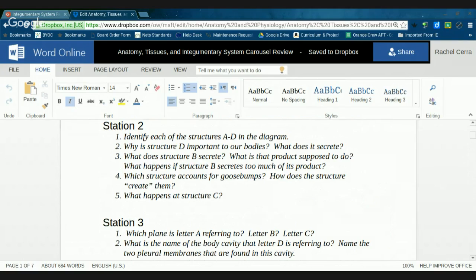Number 2, why is structure D important? It's important because it secretes sweat, which helps cool your body down, or you could have said it helps regulate your body temperature.